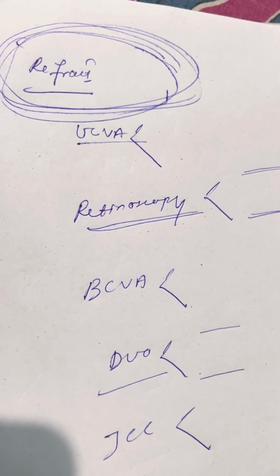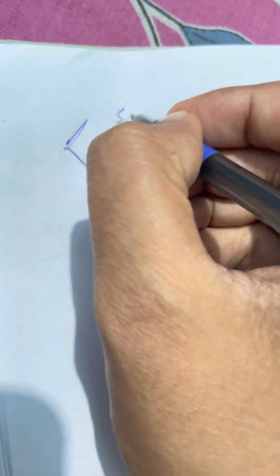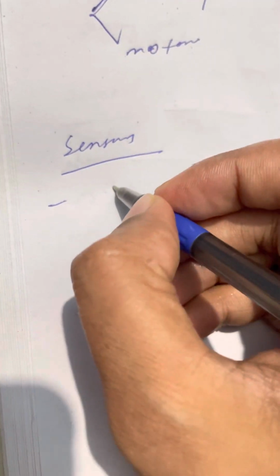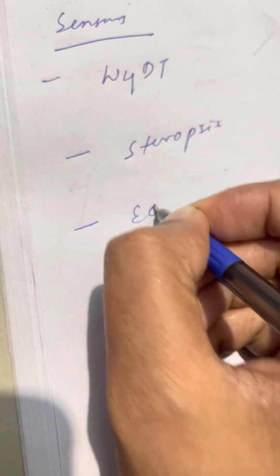Okay. So now let's talk about our evaluation part. That is the third phase, right? The evaluation part includes both sensory and motor evaluation. In sensory evaluation we have three things. The first one is your Worth four dot test. The second one is your stereopsis. And the third one is your EOM.